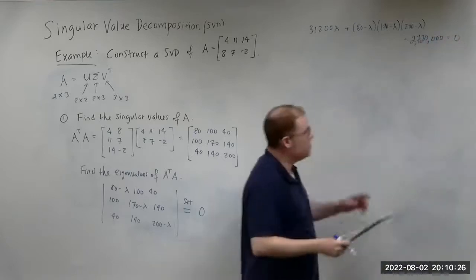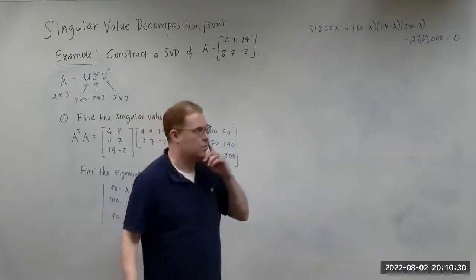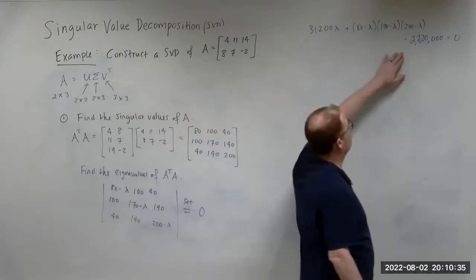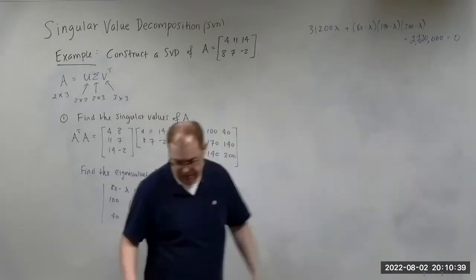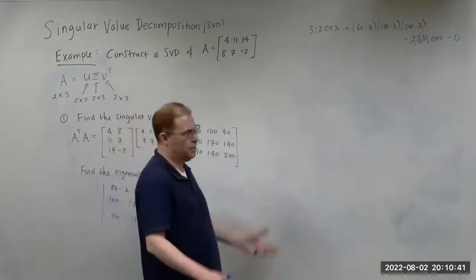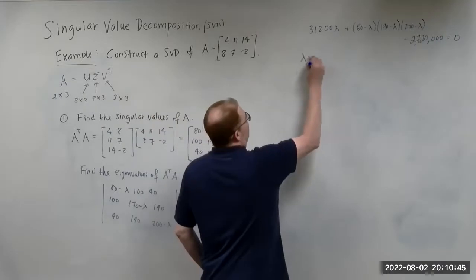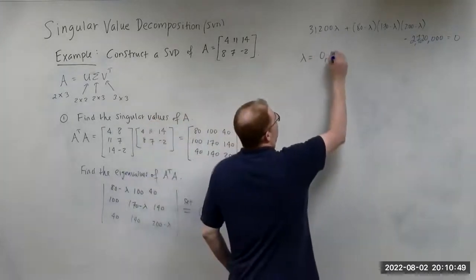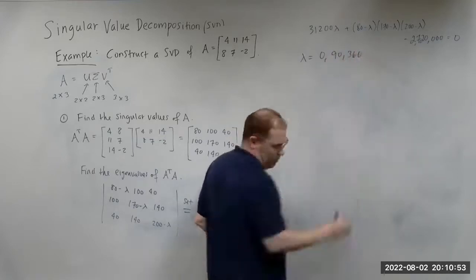But this turns out to be what's called the characteristic polynomial, as you recall. This being the characteristic polynomial, and then with it equal to zero, that's the characteristic equation, or sometimes we call it the auxiliary equation. But solving this, it turns out that the eigenvalues are going to be 0, 90, and 360. All right.